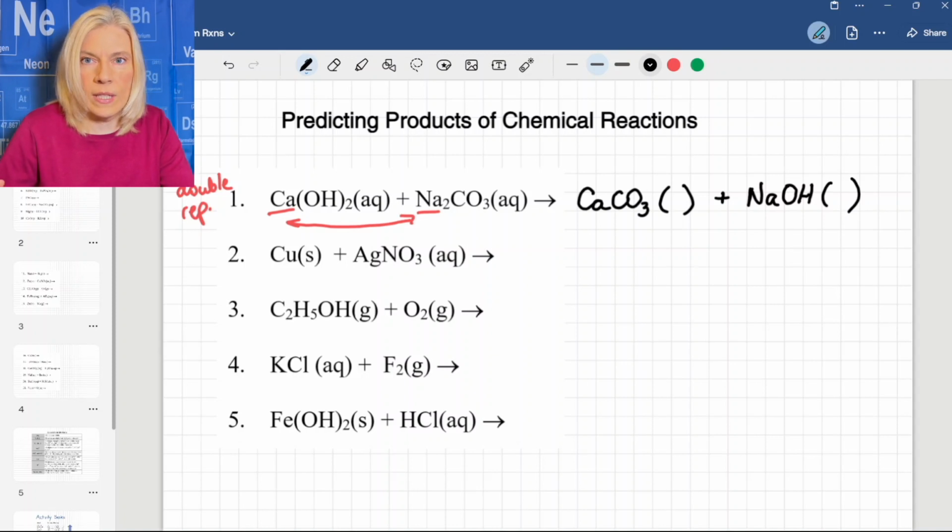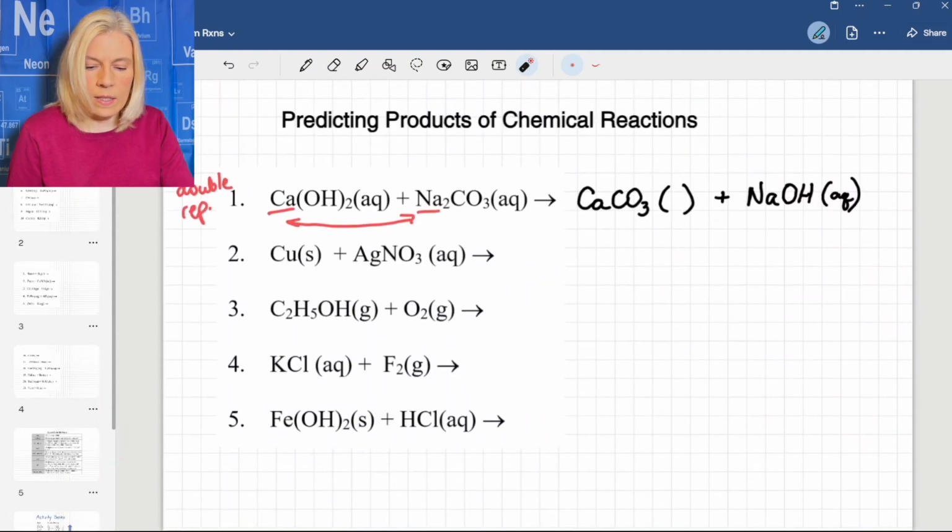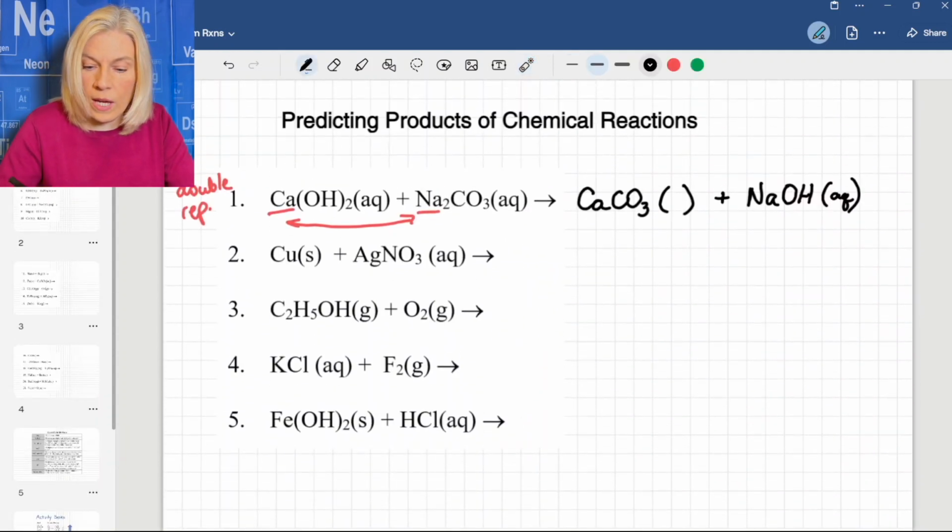Calcium is +2, carbonate -2, that's great. And then sodium +1, hydroxide -1, that's great. And I have to quickly look at my solubility rules. I know sodium hydroxide is aqueous. And we have our carbonates. So what's going on? Carbonates are insoluble except with sodium, potassium, and ammonium. So that means that this one will be our solid. And that's chalk. Chalk is insoluble in water.